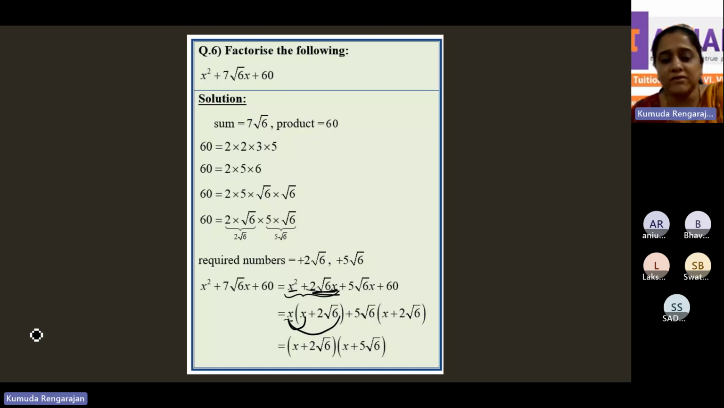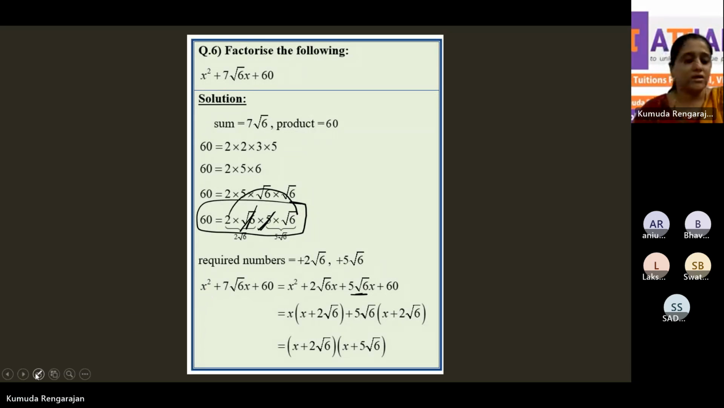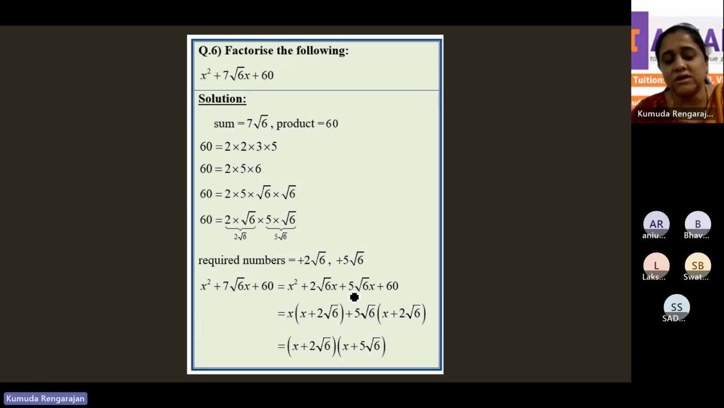And here 5 root 6 is common, because what is 60 made up of? Come back here and see. Look at this one, children. This is 60. And in 60, there is a 5 root 6. So if you take out 5 root 6 common, you should write in the bracket 2 root 6. I'll tell you again. The third and the fourth terms are 5 root 6x and 60. Now we need to find out what is common between 5 root 6 and 60. What is the HCF of 5 root 6 and 60?